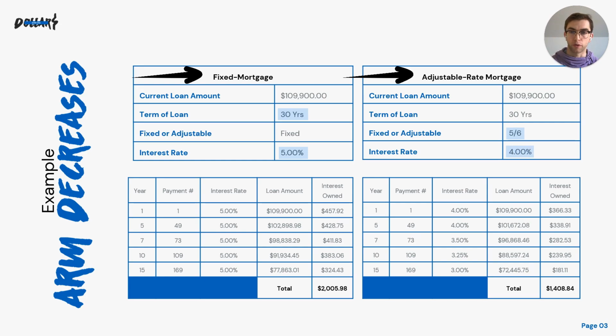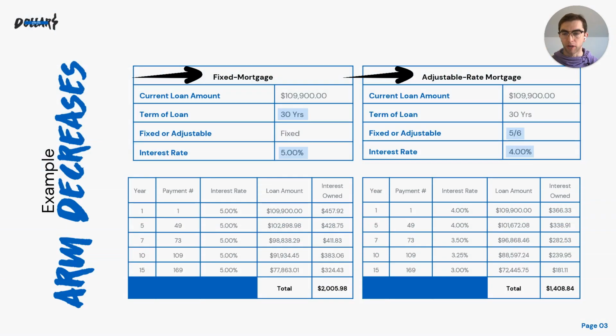The chart on the left for the fixed rate mortgage is identical to the one above because nothing is changing. It's a fixed rate. Every month and every year, you're paying the same interest rate. So the total here of $2,005.98 is the same as the previous slide.